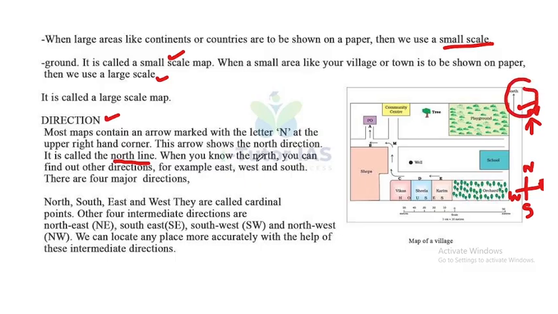When you know the north, you can find out other directions, for example east, west and south. There are 4 major directions. We know north, south, east and west. They are called cardinal points.